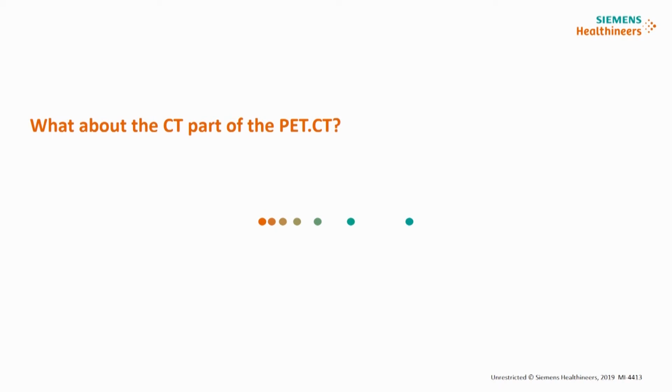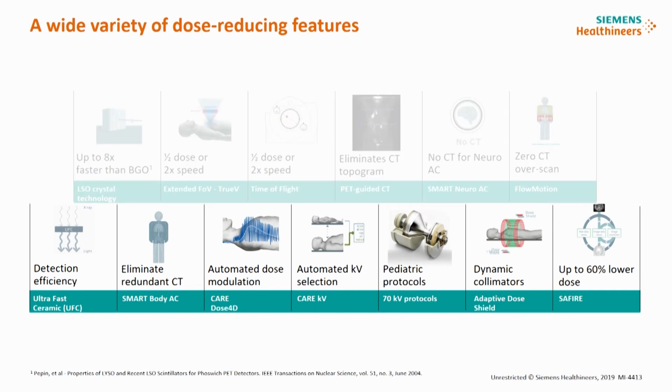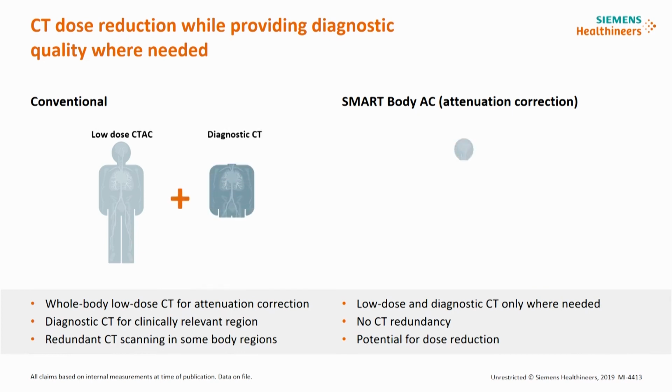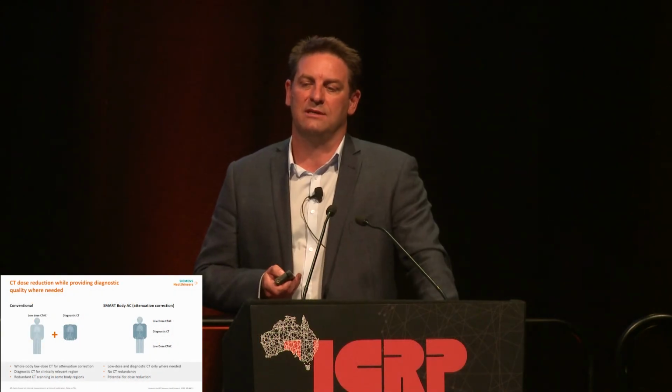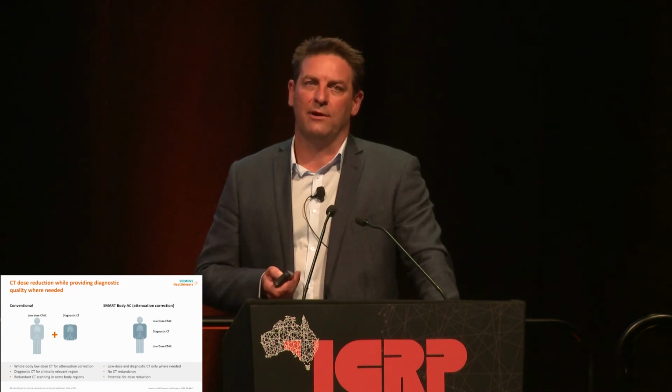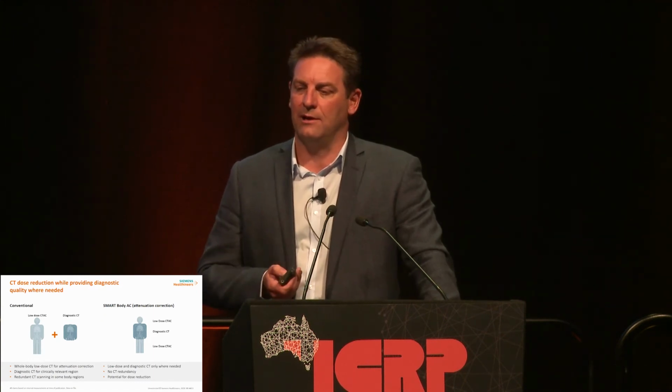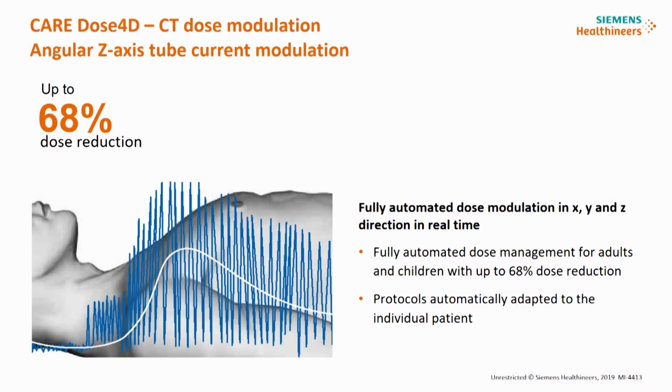So what about the CT part of the PET-CT? Just to quickly run through some of those features, there have been improvements certainly in the detector efficiency, so changes in detector material on the CT scanners have enabled doses to come down. Previous technology meant that if we wanted to do a low dose attenuation correction scan, and then we wanted to add a diagnostic CT, you had to repeat the diagnostic portion of the CT. There's now the option to incorporate the higher dose portion of the scan into the lower dose whole body scan.